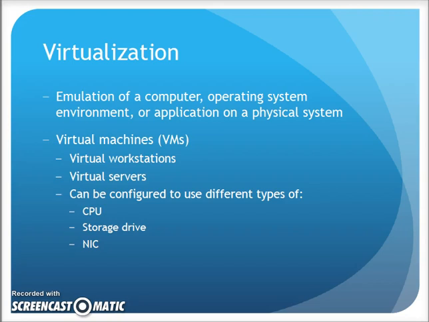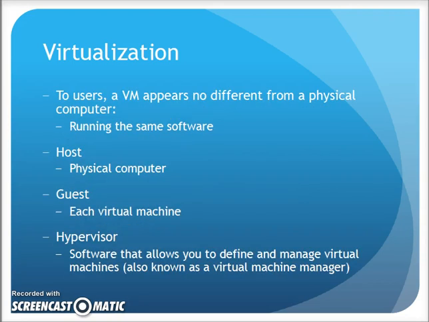Virtualization is simply the emulation of a computer system. Could be an operating system or a particular application on another physical system. So think about our lab machines. We have a certain version of the Windows operating system running on that physical computer. We have VMware running on top, and in there we have put a virtualized Linux computer. That is virtualization. They can be virtual workstations, virtual servers, and can be configured to use different types of drives and CPUs and that sort of thing. That's what your virtualized system, or VM, virtual machine, is. To users, your VM appears no different than a physical computer. It's running the same software.